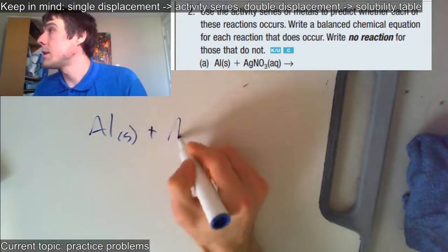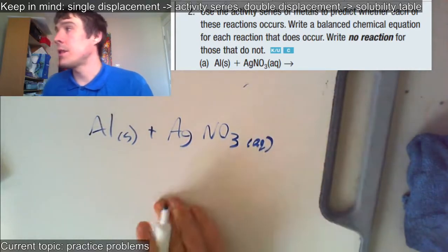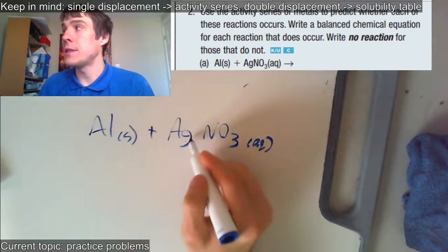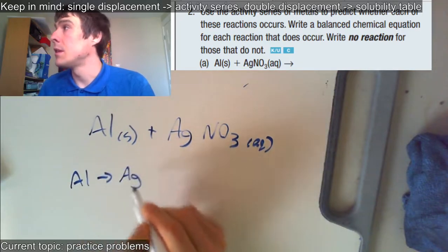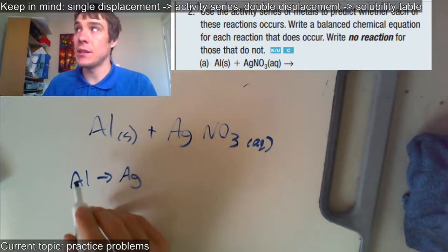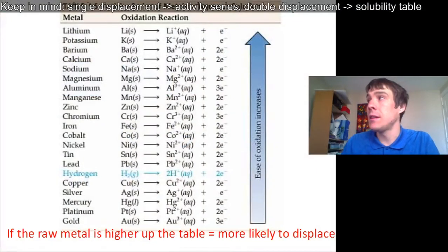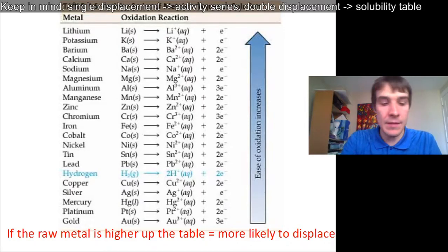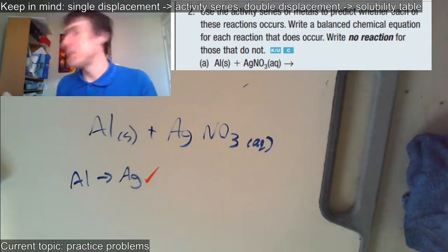Al plus AgNO3. So our question here is, what is trying to displace what? Well, the aluminum wants to displace the silver. Can aluminum displace silver? It means that aluminum has to be stronger than silver in order to displace it, because that's what's trying to happen here. When we look over here, aluminum is here. Silver is way down here. Yes, aluminum is much stronger than silver. So yes, this will react. So what will it make?